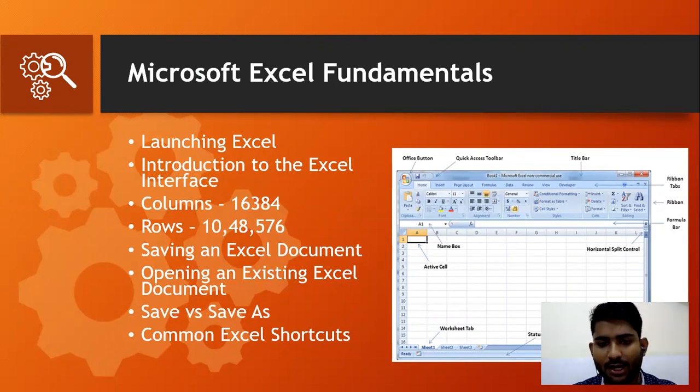Guys, you already know that Microsoft Excel is a combination of columns and rows. So you have 16,384 columns in an Excel sheet, from column A to column XFD. This shall be shown in the Excel file as well. How many rows do you have then? You have 10,48,576 rows in Microsoft Excel.